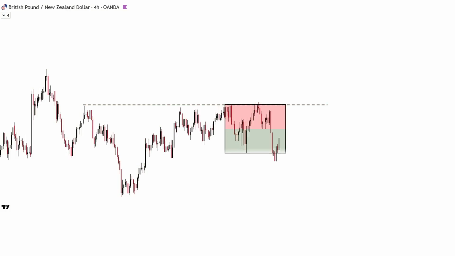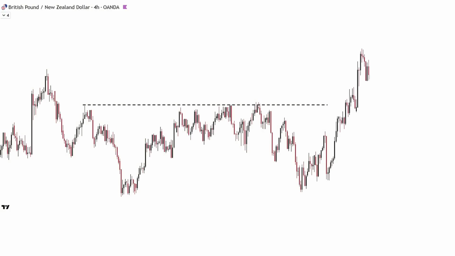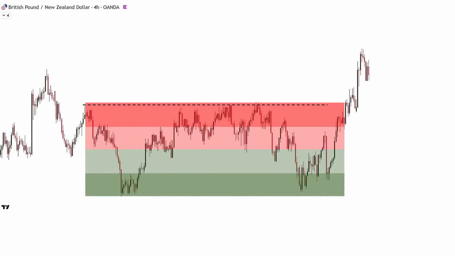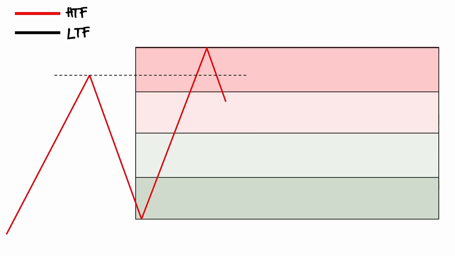So now you have another micro breakup structure. And now this is your range. And price dropped down. What did price react off to go bullish? Your master range. Now let's talk about what happens inside of the master range.